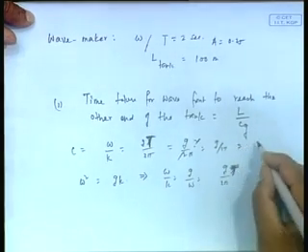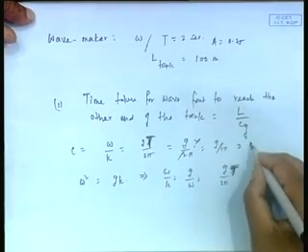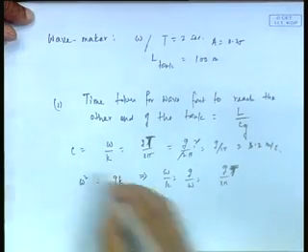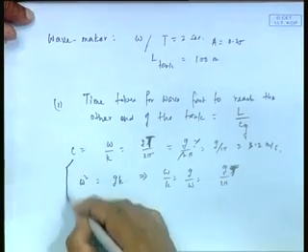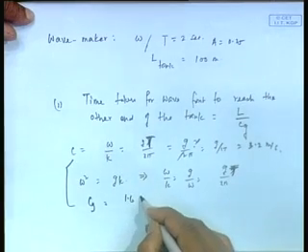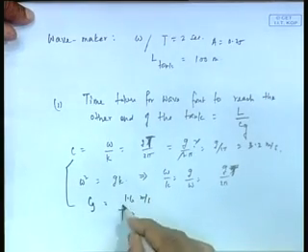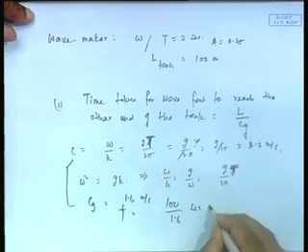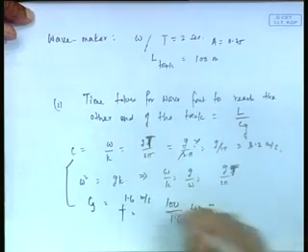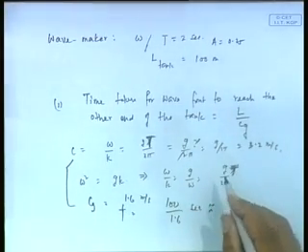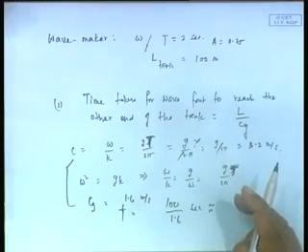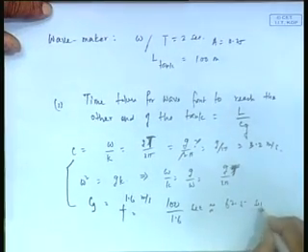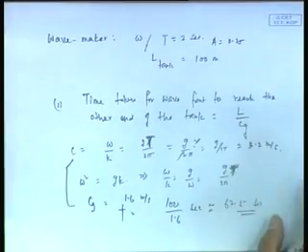That is approximately 3.2 meter per second. Therefore Cg is 1.6 meter per second. So the time taken is going to be 100 by 1.6 second, which would be about 62.5 second. So this is the group speed.